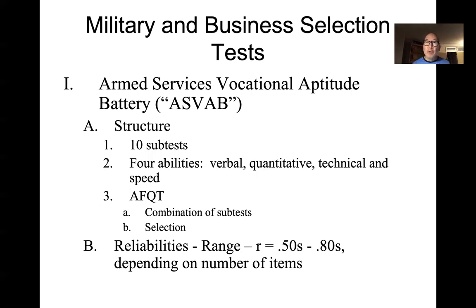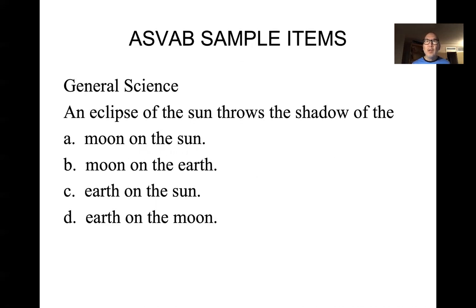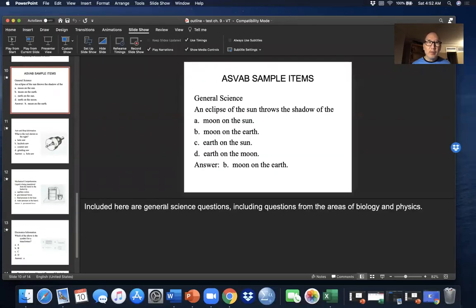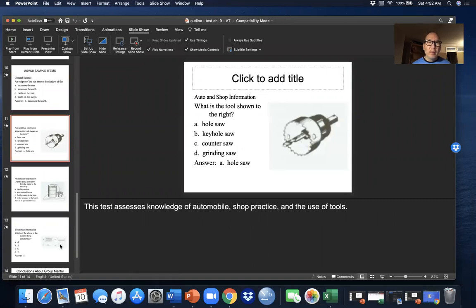Its total scaled score is the AFQT, which is a combination of a number of subtests, which is often used to determine rule-ins or rule-outs for the military. Reliability is a little lower, more in the 50s and 80s. But it depends on the number of items for each of the different subtests or 4 abilities, okay? And with that, I'm not going to go through this.